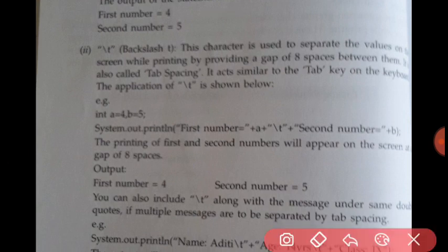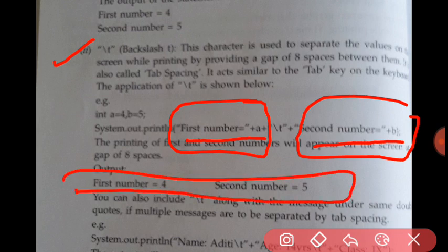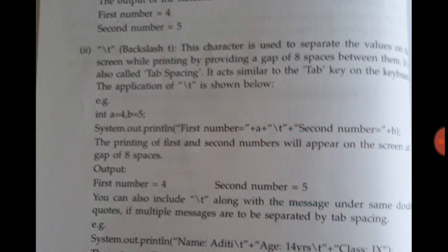Then backslash t. This character is used to separate the values on the screen. I told you it is used to provide 8 spaces between words or letters. Like in this example, first number equals a and second number equals b. Between these two statements there is a space, that is backslash t. So you can see this is the result. This is the gap, and this gap came because of the backslash t.